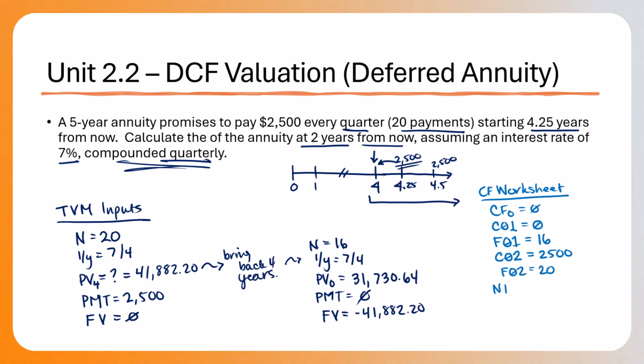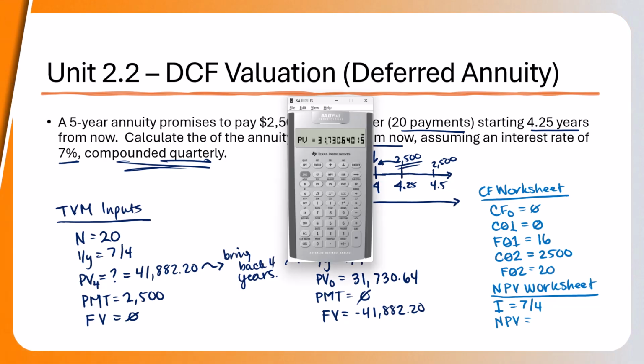I'll then go into my NPV worksheet. Got to be clear here though, same thing in terms of matching the quarterly compounding. We need to change that interest rate to 7 divided by 4 before we calculate that NPV. We should get the same answer. We should get 31,730.64. Let's see what we do here.